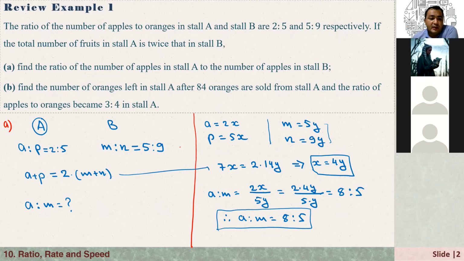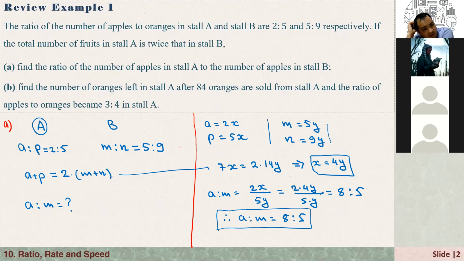Okay, let's continue. Now part B. Part B says: find the number of oranges left in stall A after 84 oranges are sold from stall A, and the ratio of apples to oranges became 3 to 4 in stall A.